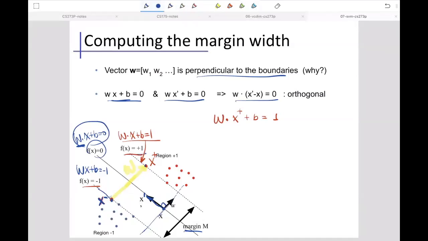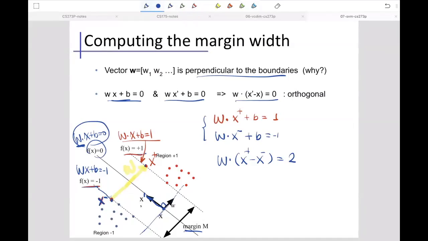Similarly, I know that w dot x minus, because x minus is located within this plane here, plus b is going to be equal to minus 1. So that's one thing I know for sure. Based on these two, if we subtract these two equations, we know that w times (x plus minus x minus) is equal to 2.